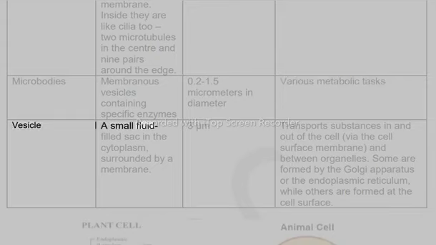Vesicle. A small fluid-filled sac in the cytoplasm, surrounded by a membrane. Transport substances in and out of the cell, via the cell surface membrane, and between organelles. Some are formed by the Golgi apparatus or the endoplasmic reticulum, while others are formed at the cell surface.